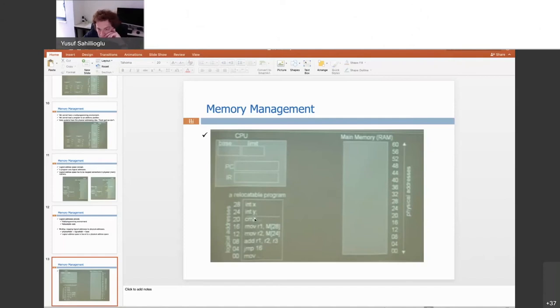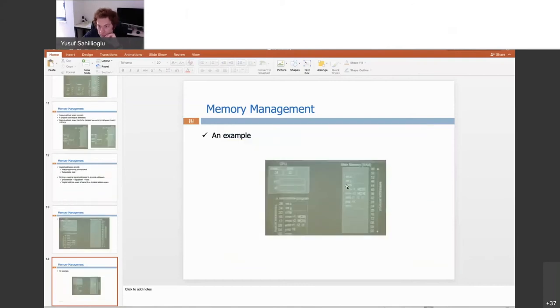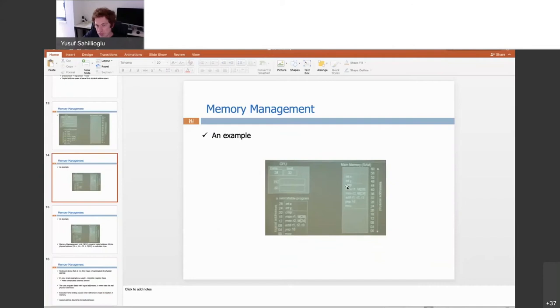So what is happening here is you have int x, int y, compare something. And move this value into register 1, then move this into register 2, then add register 1 and 2 and write the result to register 3, and then go back to this instruction again and repeat. So there is some kind of a for loop or while loop here. Anyway, it doesn't really matter. What matters is actually, yeah, let's make all of them big.